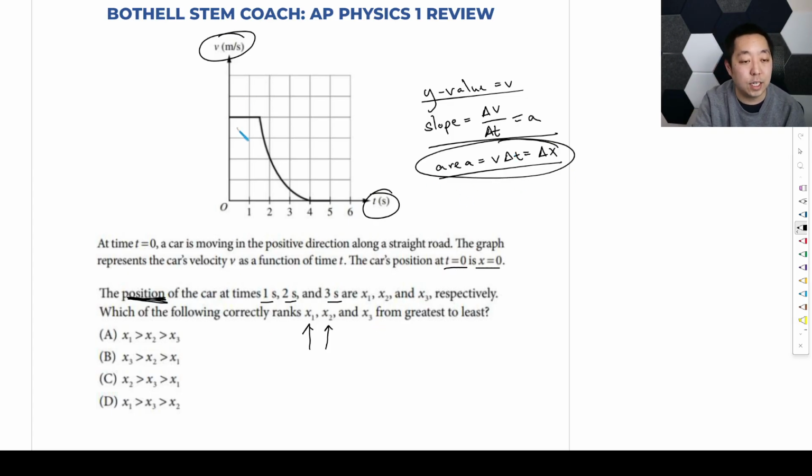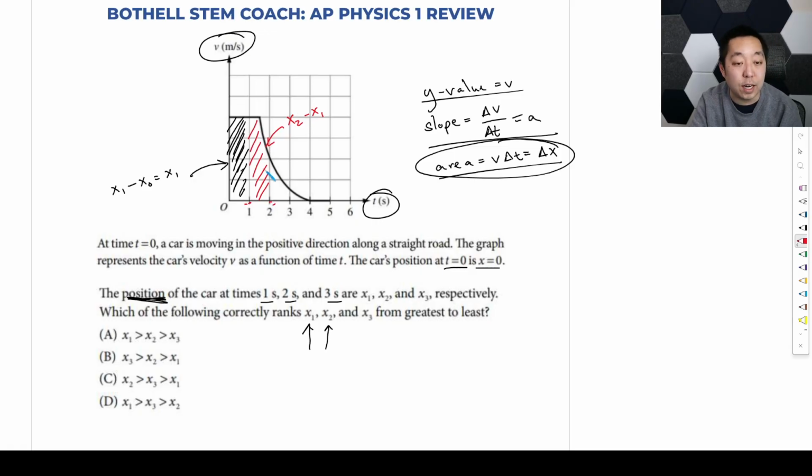So in the 1 second, if we look at the area here, that is the change in the displacement. That's going to be x1 minus where we started, which is 0. So that's just x1, right? So that area here represents x1. Now the next area from here to here, what does this area represent? This is x2 minus x1. It is the area between times 1 and 2. That area is going to be the displacement.